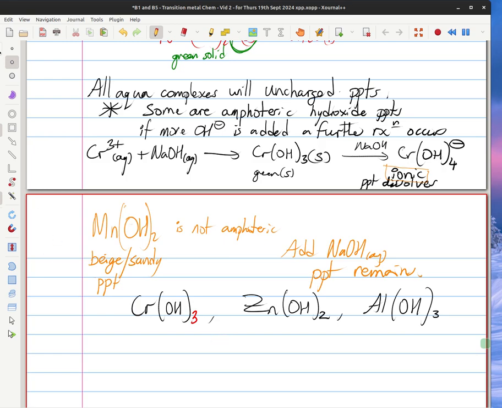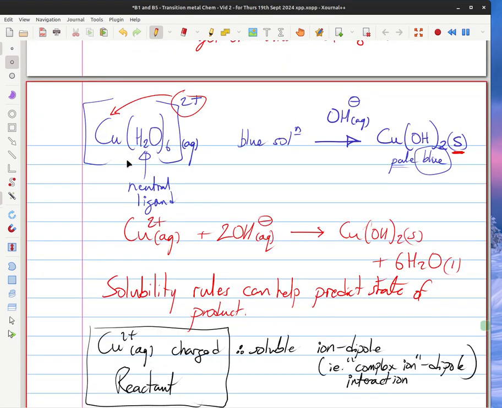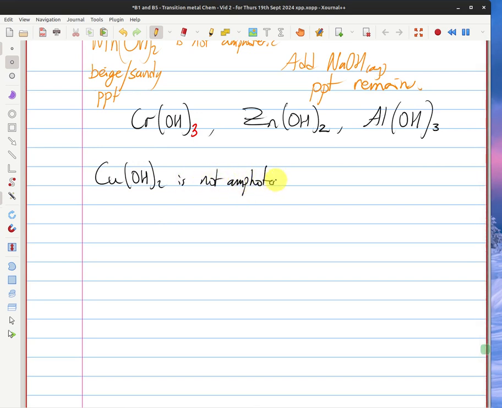Okay, so all aqua complexes will react with hydroxide ions. So the key one is copper. Blue solution will give a blue precipitate. Copper is not amphoteric, so it will stay here. It does, however, do something if you just leave it lying around in the test tube. So copper hydroxide is not amphoteric. If you leave it over time, this pale blue precipitate will tend to lose a molecule of water.